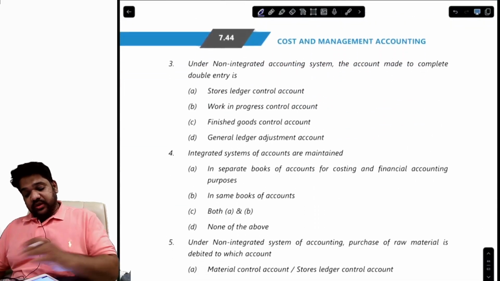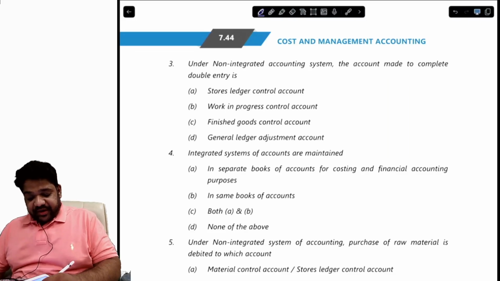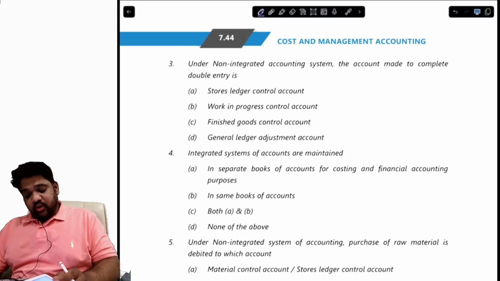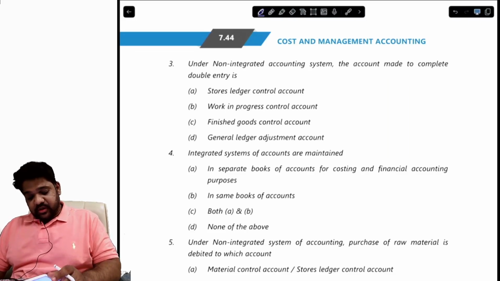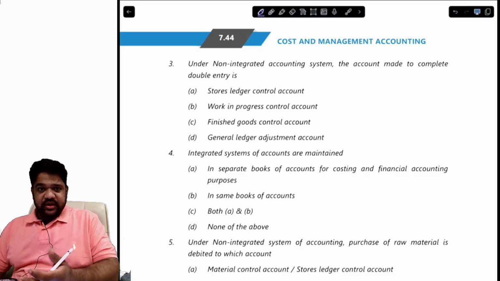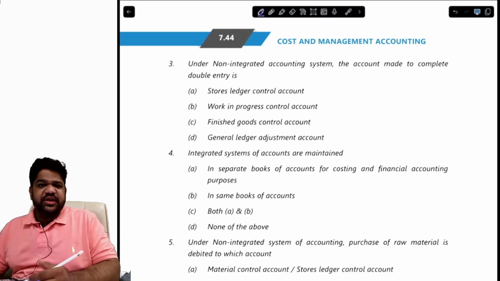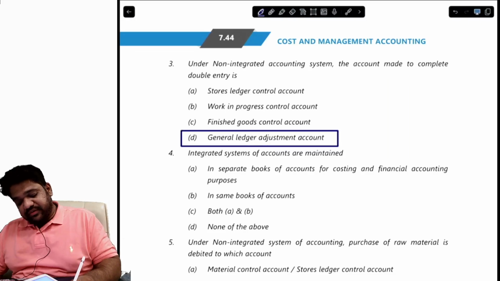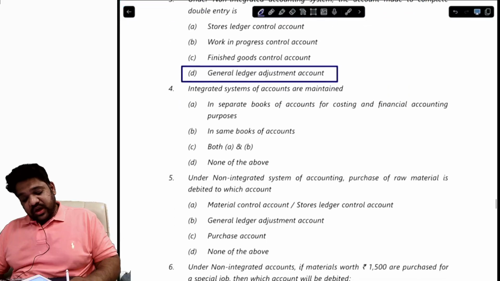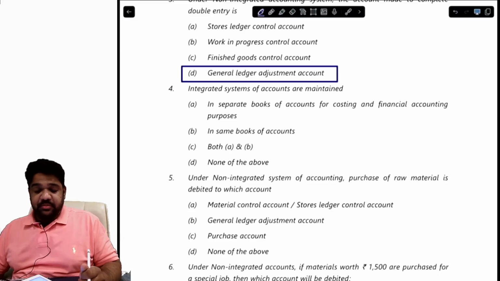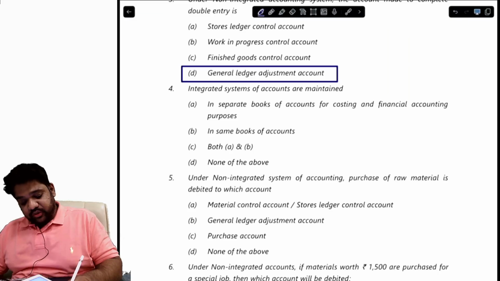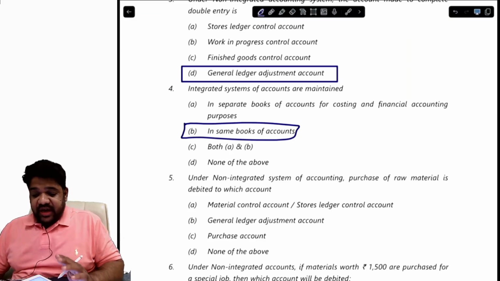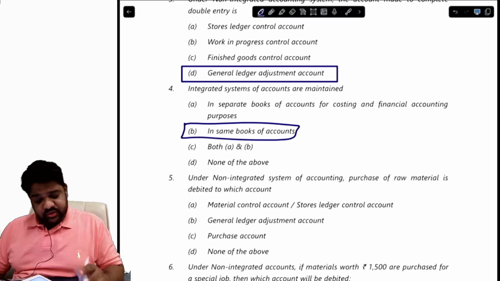Then the third one: under the non-integrated accounting system, the account made to complete the double entry. So where do you post your second effect is what they're asking. We know that here, the second effect is posted in the GL account, general ledger adjustment or cost ledger control account. We have the GLA with us. Integrated systems of accounts are maintained in separate books of accounts for cost and financial purposes? No, in the same books. Integrated is the same books. So we have the fourth one done, same books.